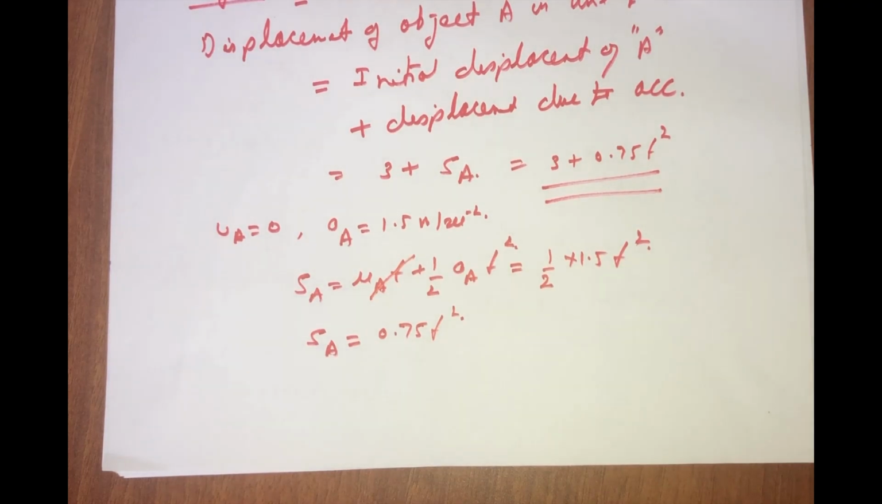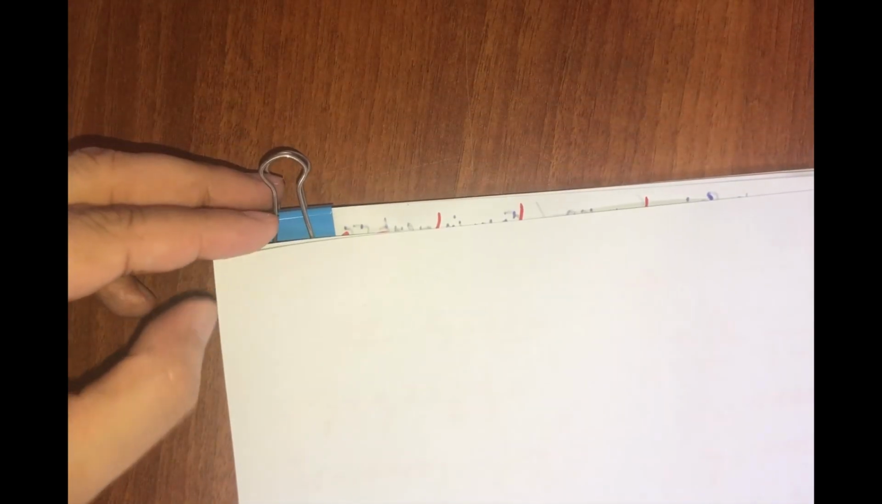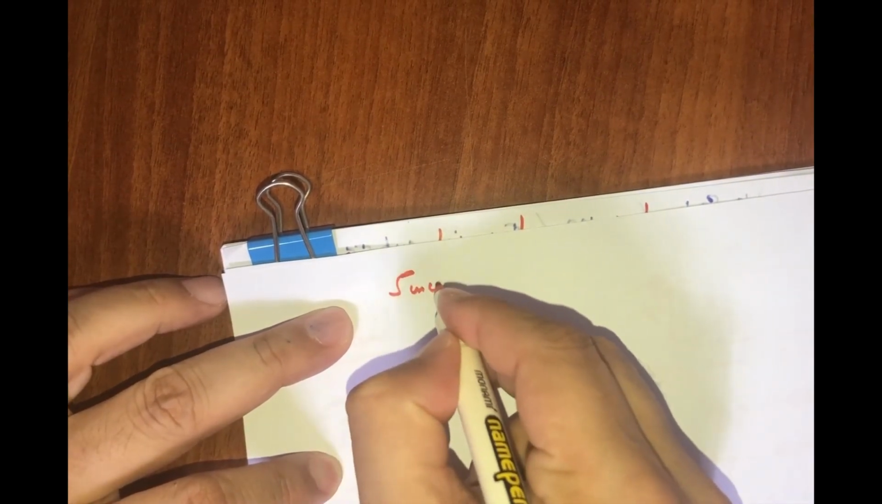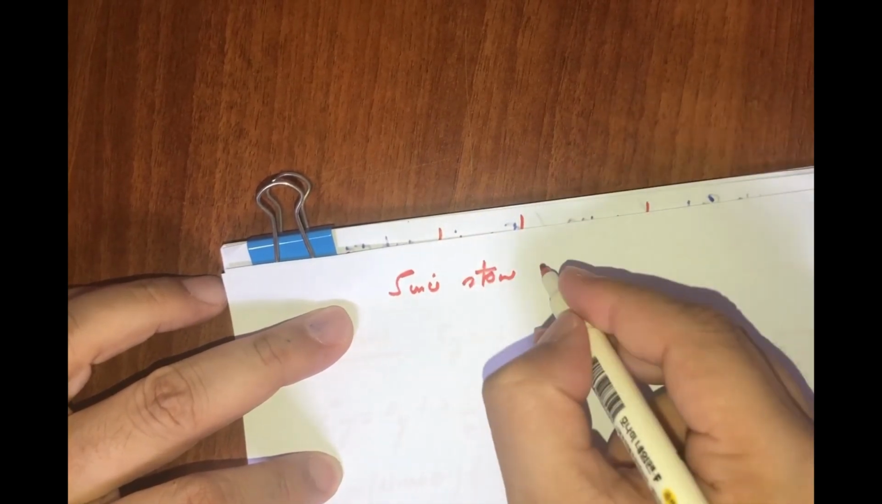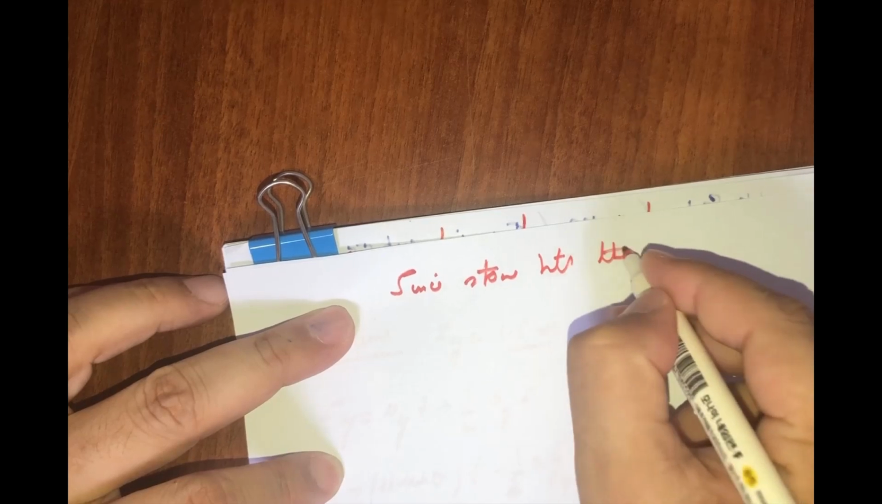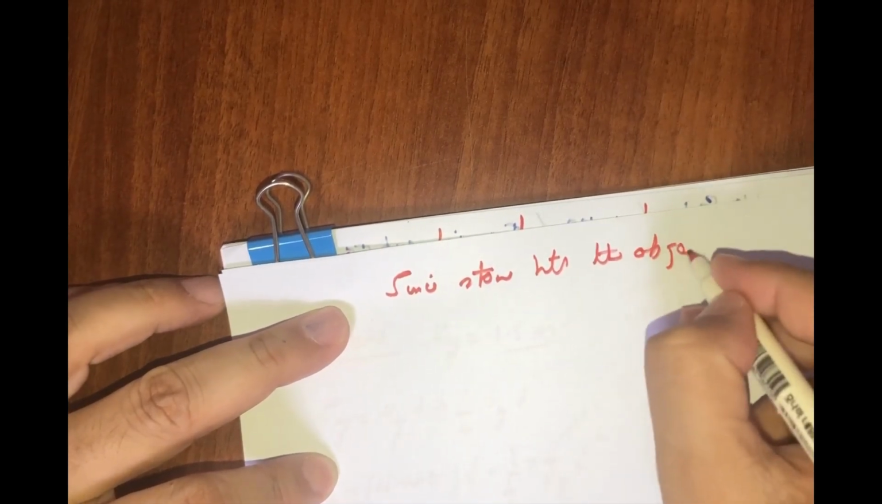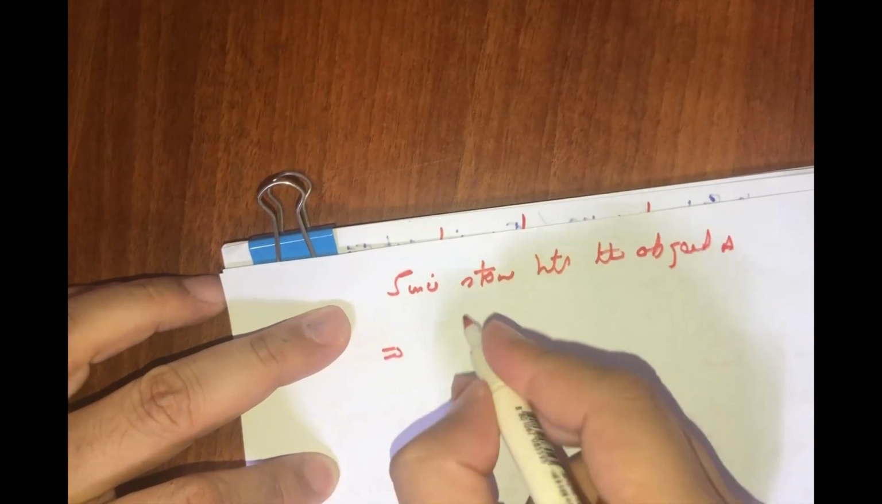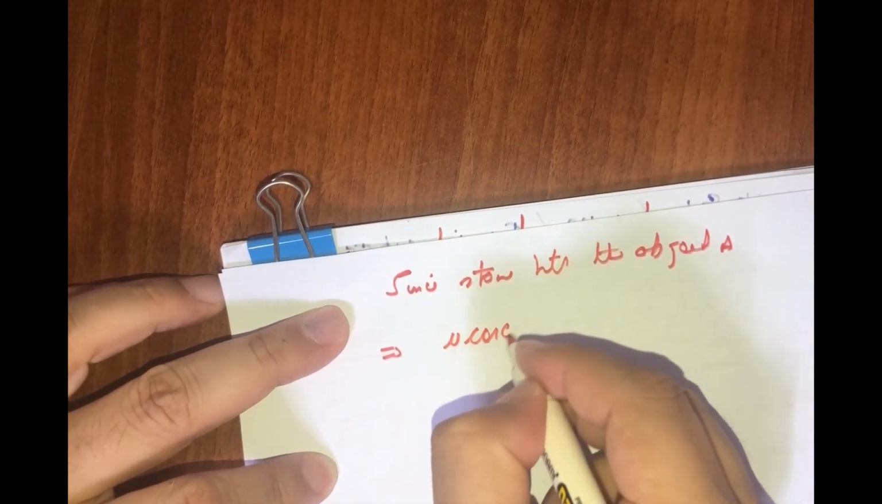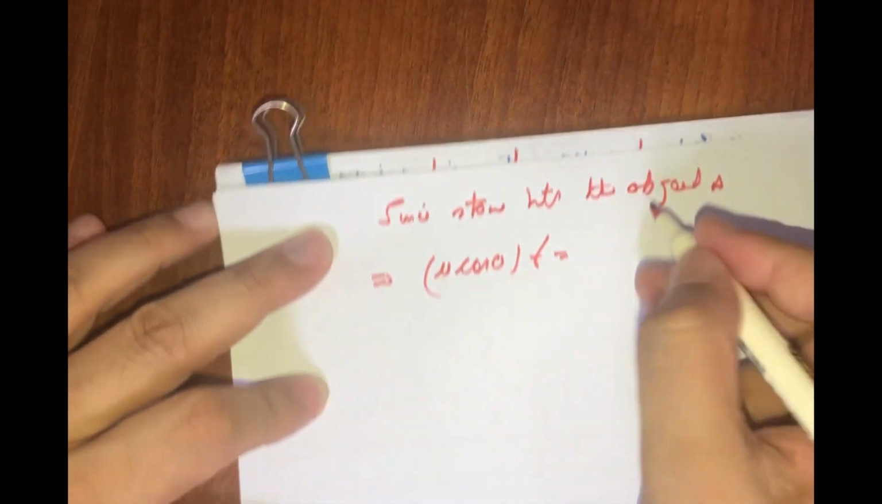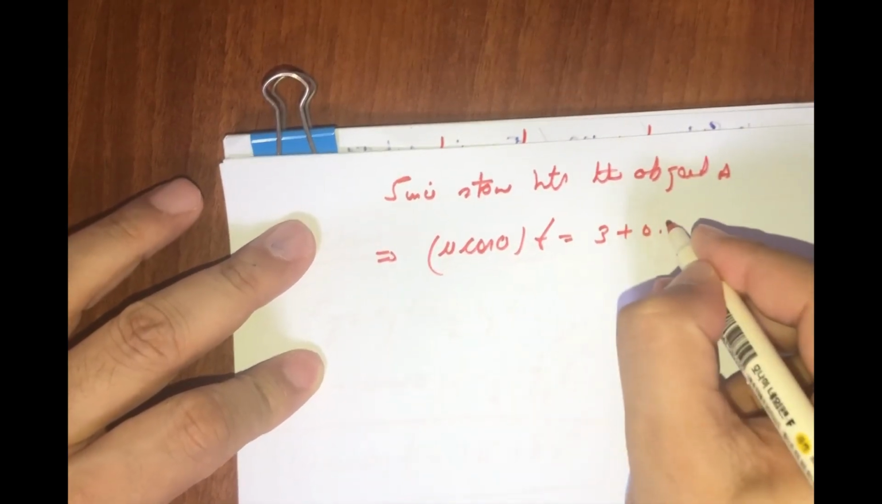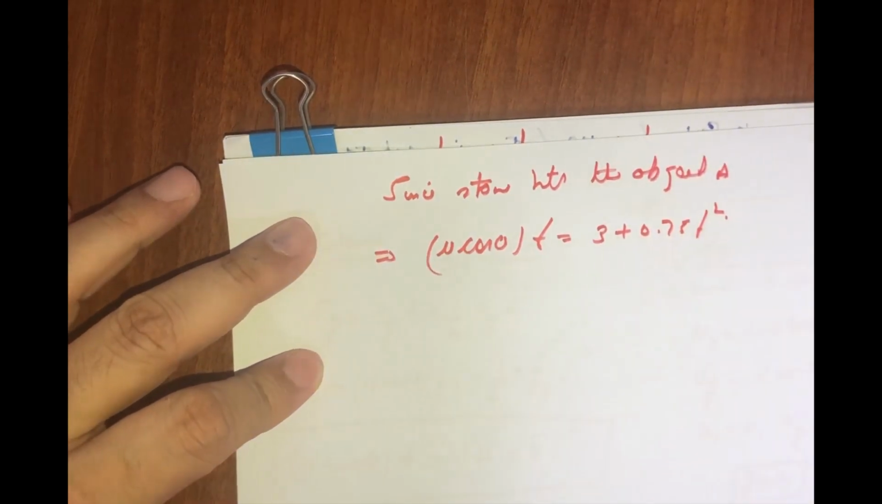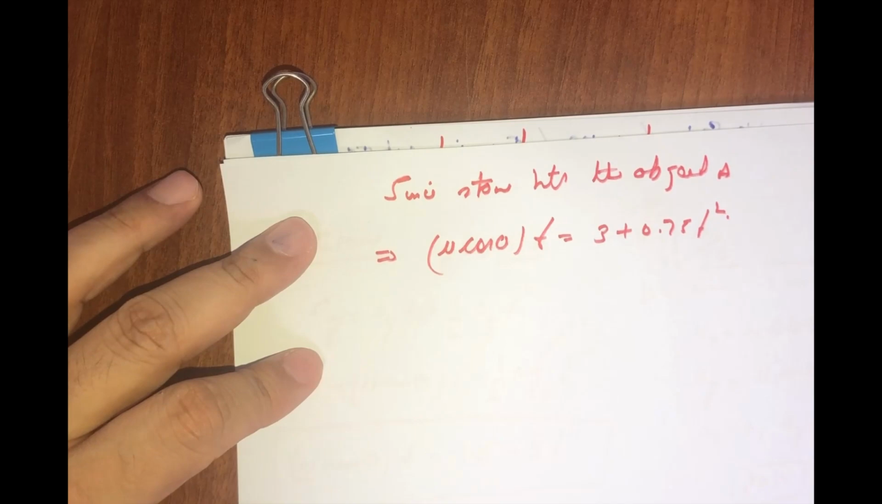Next, we are going to consider what will happen since the stone hits the object. Since the stone hits the object A, we can say that u cos of theta multiplied by t will be equal to 3 plus 0.75 t square. The horizontal distance should be same.